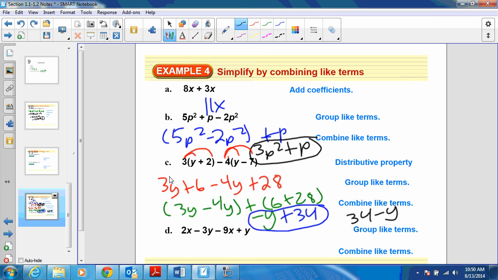You don't have to group it. If you just want to kind of draw arrows connecting them, just so you know which ones you've got to combine, that's fine too. Whatever makes it easiest for you.